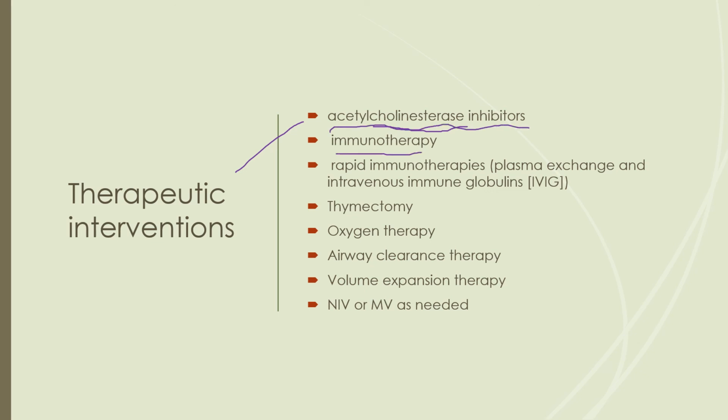Immunotherapy, obviously, with IgG going crazy and pretending to be something at the site. Immunotherapy might be a good situation here. IVIG, like I said, that's what I most commonly see in these neuromuscular patients, including Guillain-Barré as well. IVIG, or they could do plasmapheresis. Thymectomy, if that's the issue. Of course, we talked about this being a shunt-like effect, so oxygen therapy. Airway clearance therapy, volume expansion therapy, we already talked about this. And then non-invasive or mechanical ventilation as needed.